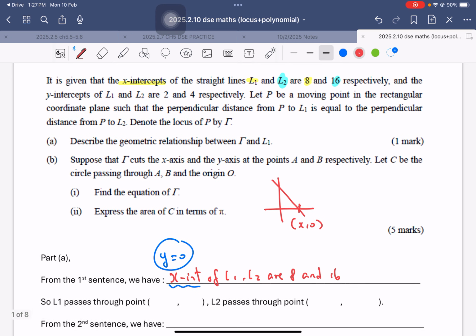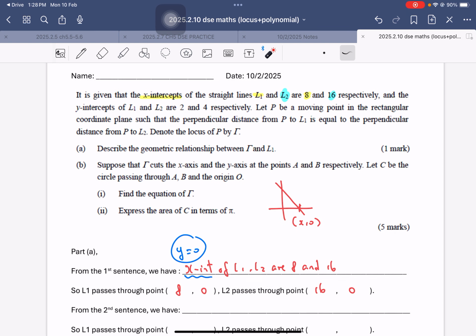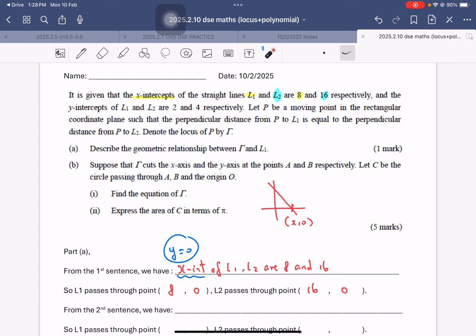So L1 is passing through which point? You can have here the x-intercept of L1 is 8. So L1 passes through the point 8, 0. And then L2 passes through which point? 16, 0. So that's from the first sentence. We have these two data, isn't it? So that's our first sentence.